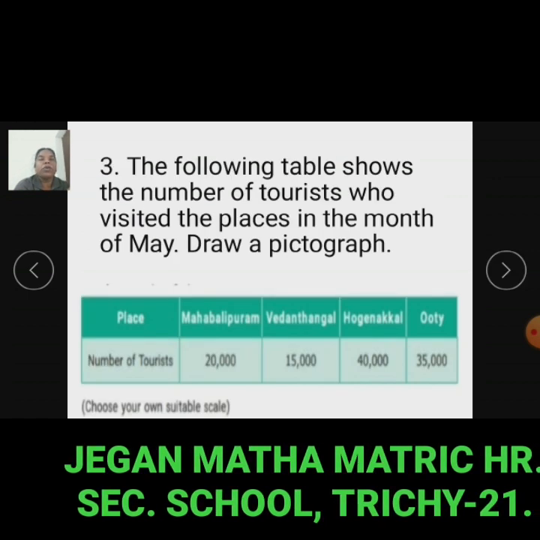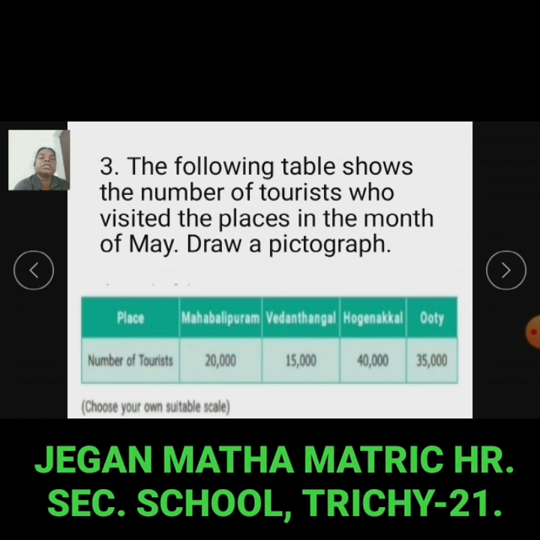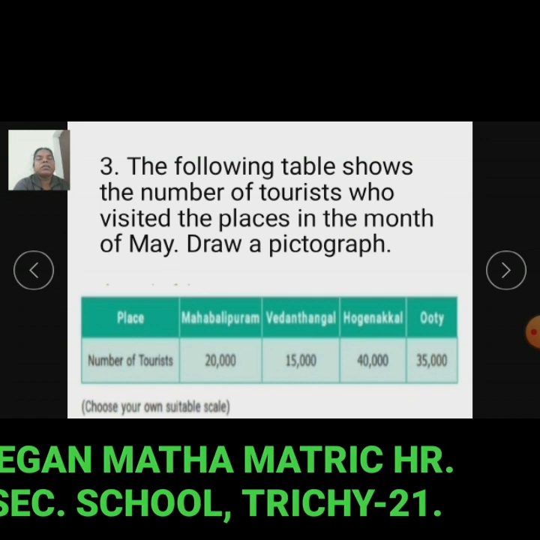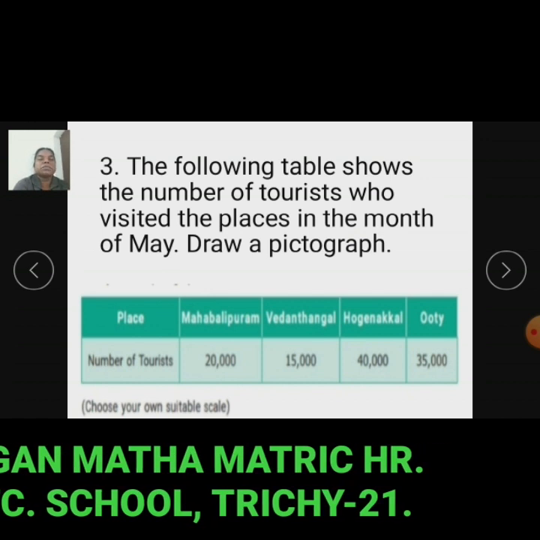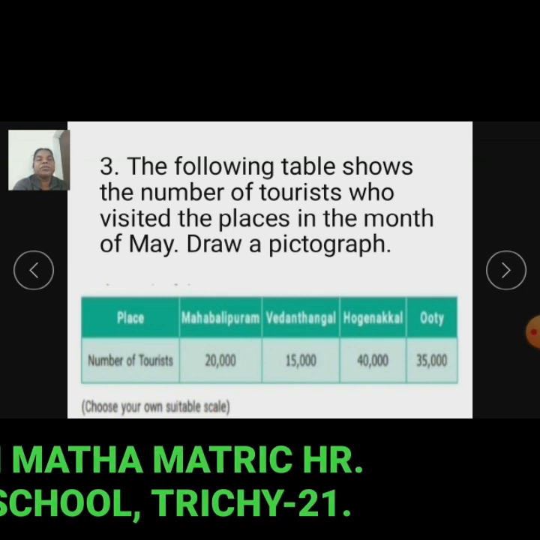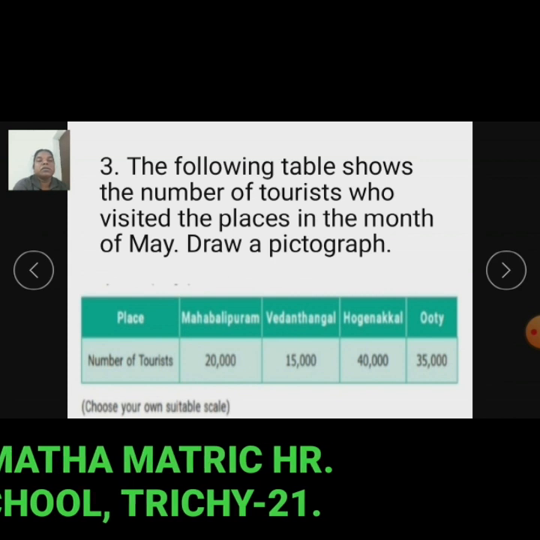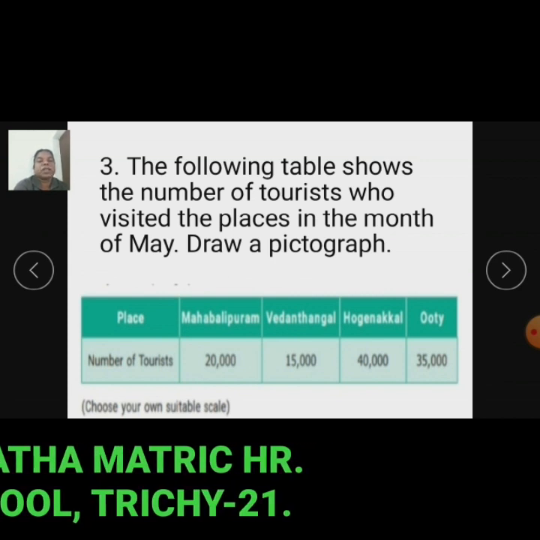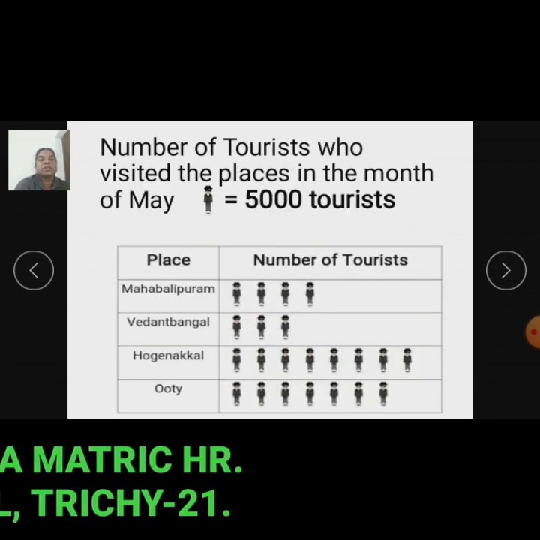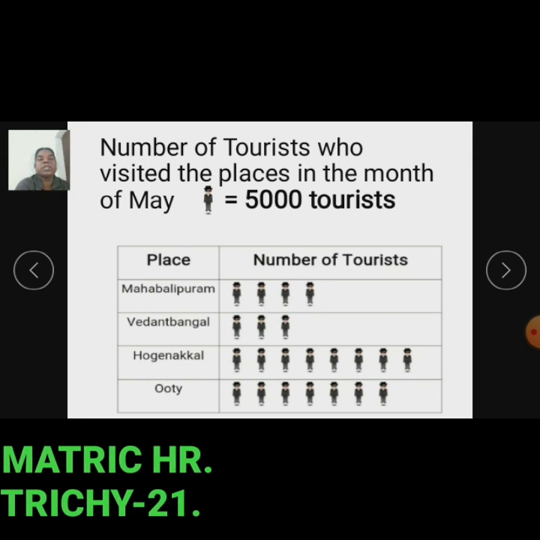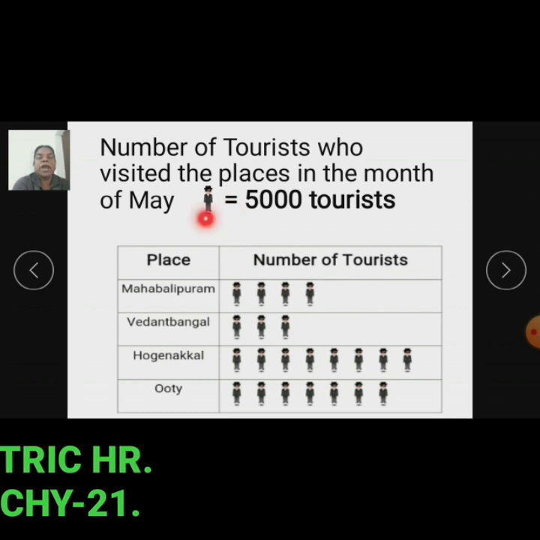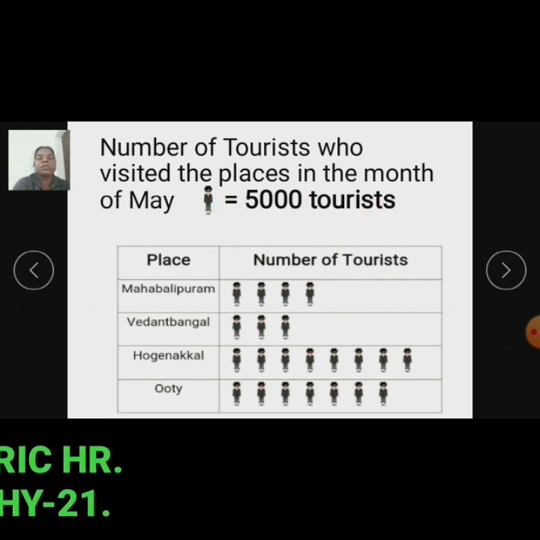Question number 3. The following table shows the number of tourists who visited the places in the month of May. In this tabular column, the places Mahabalipuram, Vedantangal, Hokenakal and Ooty, and the number of tourists are tabulated here. Now we draw a pictograph for this given information. Number of tourists who visited the place in the month of May. For this pictograph, one image equals 5,000 tourists.